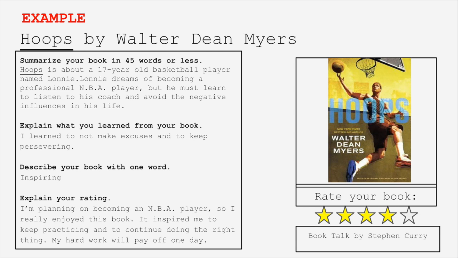Question number 2. Explain what you learned from your book. I learned to not make excuses and to keep persevering. Question number 3. Describe your book with one word. Inspiring. Explain your rating. So this question is referring to these stars. So notice that Stephen rated this book 4 out of 5 stars. I'm planning on becoming an NBA player, so I really enjoyed this book. It inspired me to keep practicing and to continue doing the right thing. My hard work will pay off one day. So we've got an image that's been inserted here, the book rating, book talk by Stephen Curry.